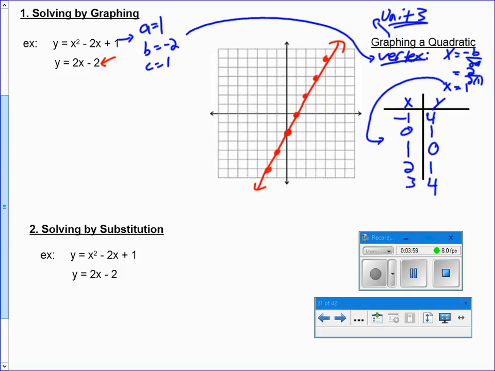Once we have the table, we can now take this to the graph and start by plotting all the points on the table. The first one is negative 1, 4, then 0, 1, then 1, 0, and we see our first intersection, then 2, 1, and then 3, 4. And there's our second intersection. So we get two intersections on this one. This one is 1, 0. And this one right here is 3, 4.